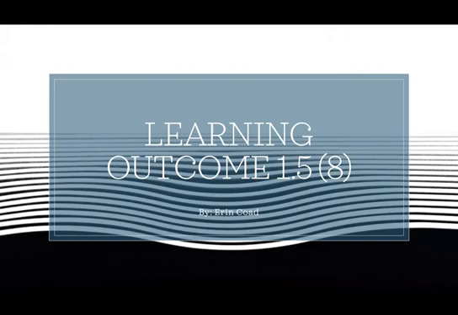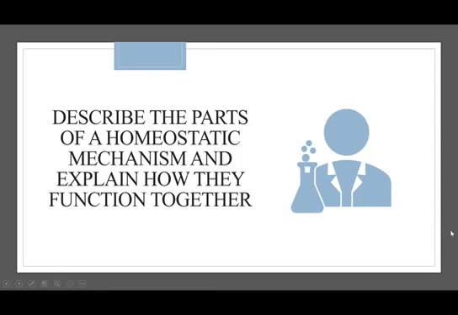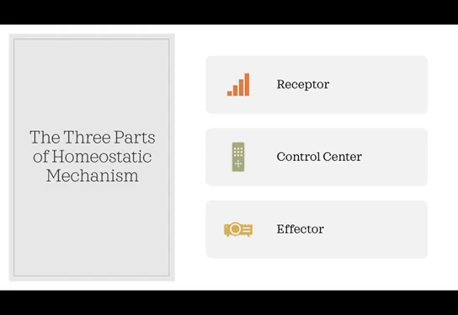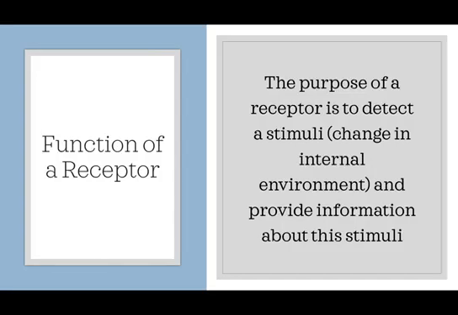My name is Erin Code, and today I am covering Learning Outcome 1.5, Sub 8. So let's get started. My question was, describe the parts of a homeostatic mechanism and explain how they function together. The three parts of the homeostatic mechanism are the receptor, the control center, and the effector. Each of them has its own specific function.